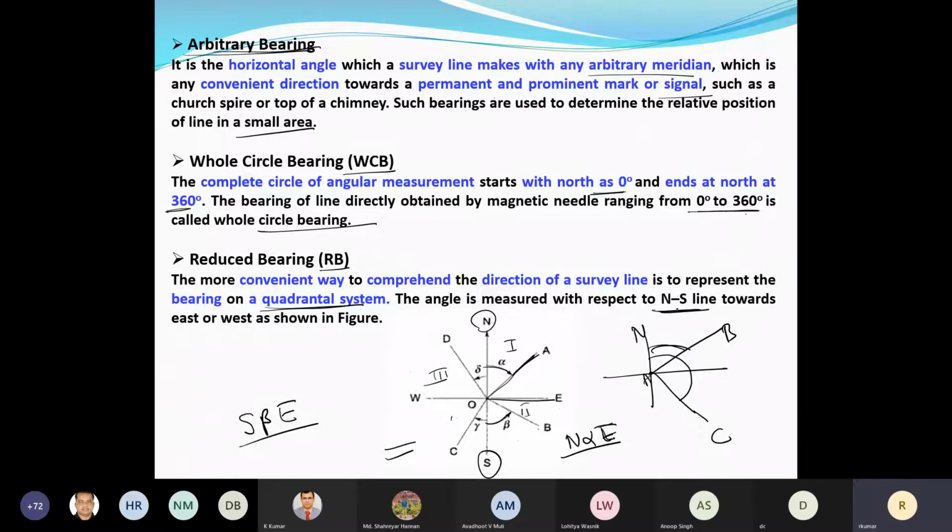Suppose, for example, if you want to measure OD, can anybody tell me what the reduced bearing will be? It will start from N or S. So I will say N, this delta, this is W. This is the reduced bearing of this line. Are you getting this point? Yes, sir. So sir, we can interchange. Sometimes we have to play with the whole circle bearing and reduced bearing. We can always interchange between them.